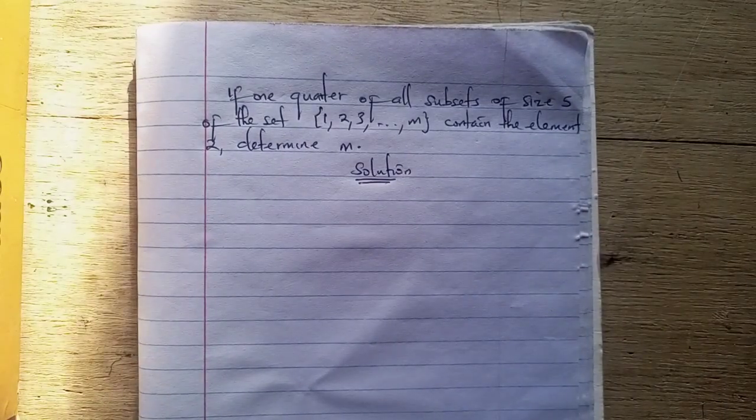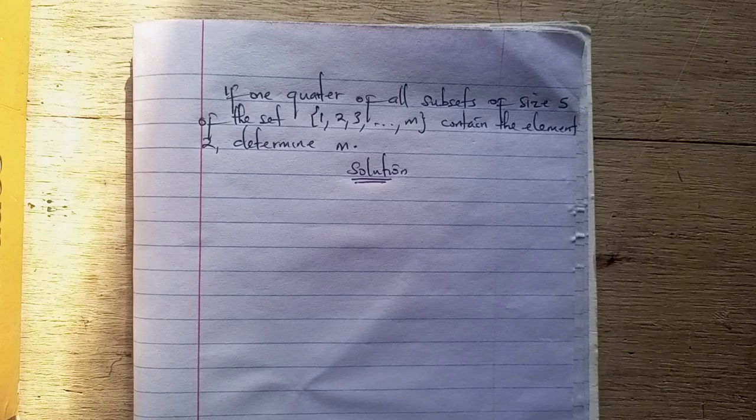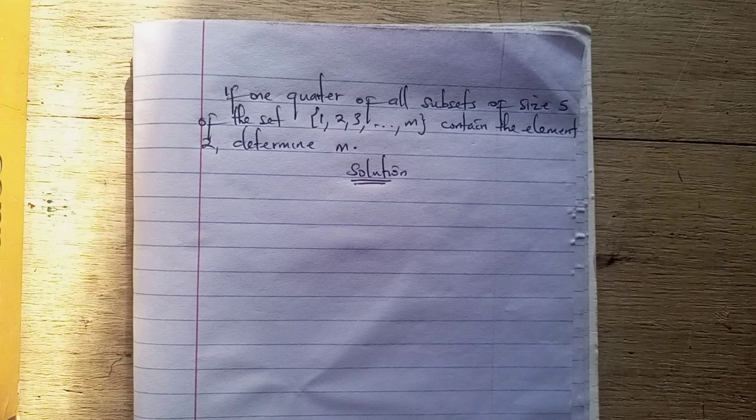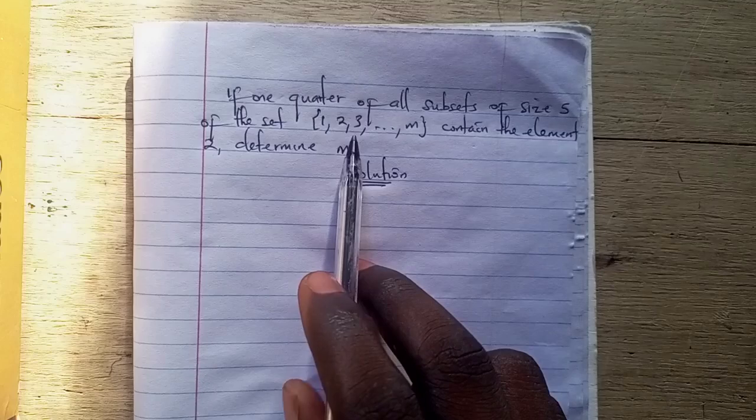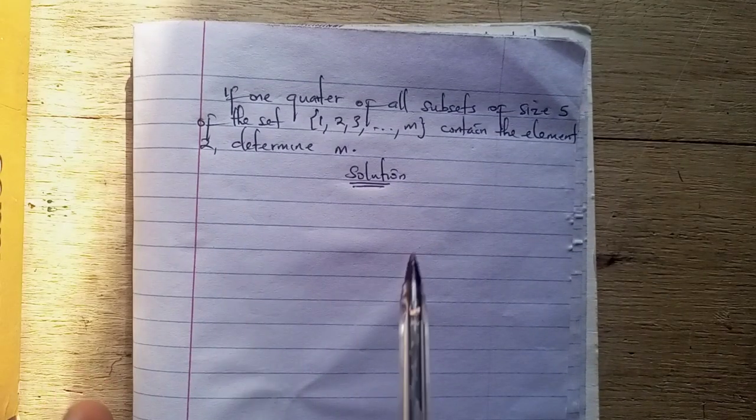All right, so let's look at this particular problem. We are told that one quarter of all subsets of size 5 of the set, which is this, contains the element 2, determine m. So the first thing we need to look at is one quarter. What is one quarter? One quarter is simply 1 over 4, right? One quarter of something is 1 over 4 of that, and so we have that aside.